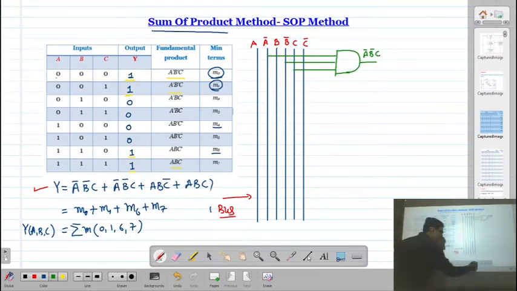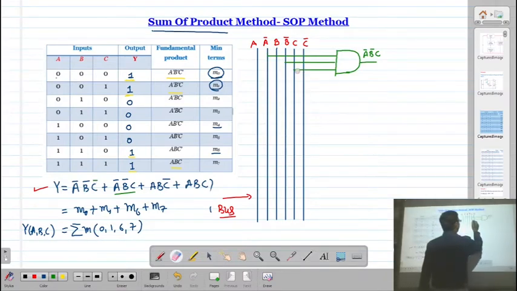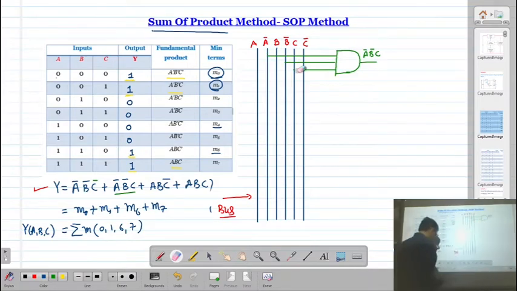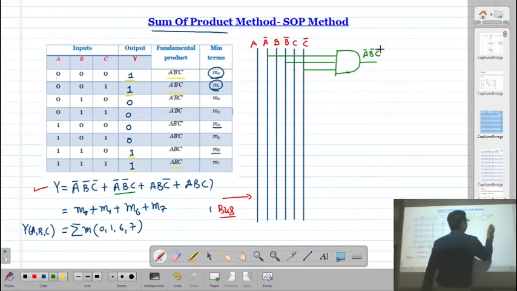Then what is next? Sorry, I have made a mistake. The first term is A bar, B bar, C bar. So here I have to draw a line from this instead. So this is A bar, B bar, C bar.